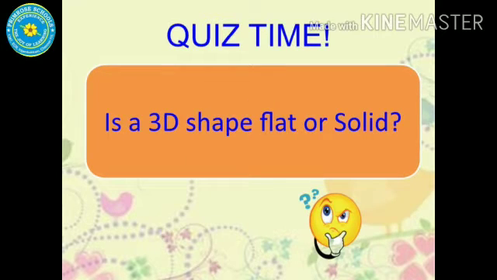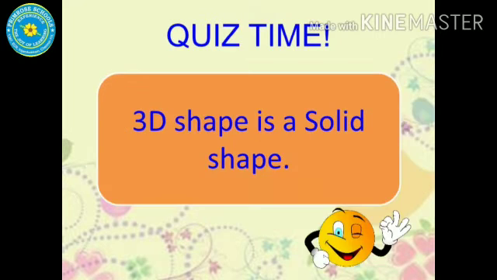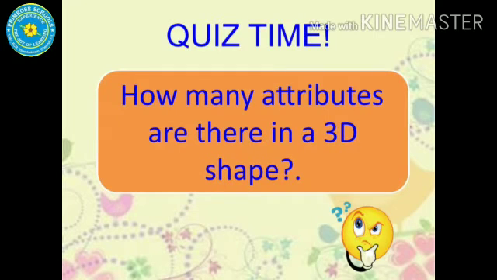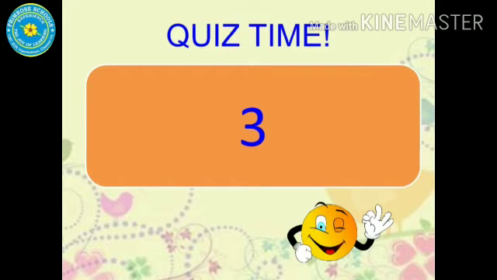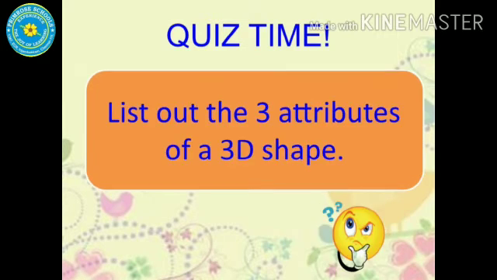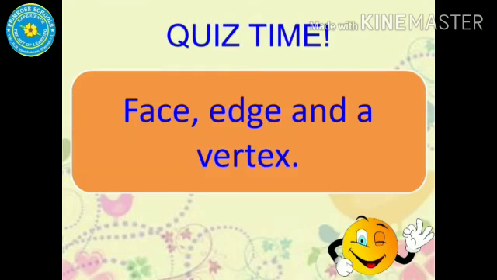Is a 3D shape flat or solid? Correct. A 3D shape is a solid shape. Well done. Next question. How many attributes are there in a 3D shape? 3. Correct. Well done. Shall we go to the next question, children? List out the 3 attributes of a 3D shape. Correct. Face, edge and vertex.